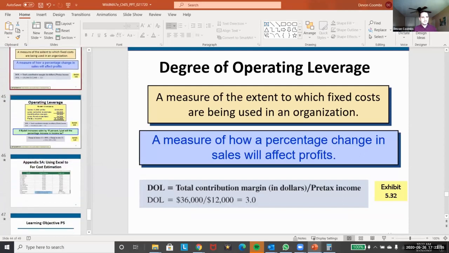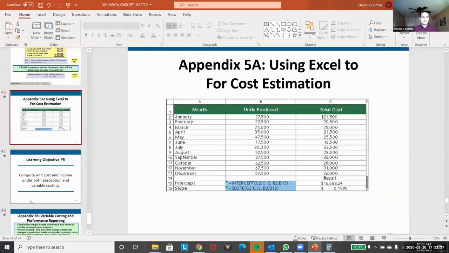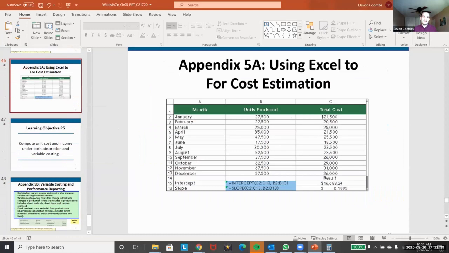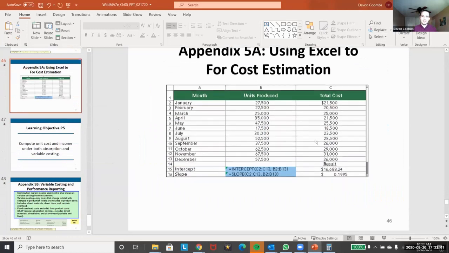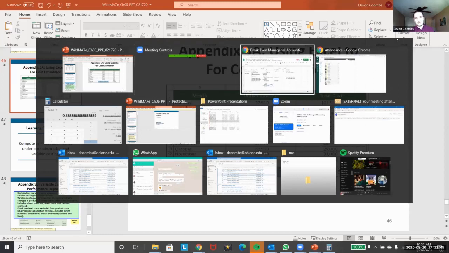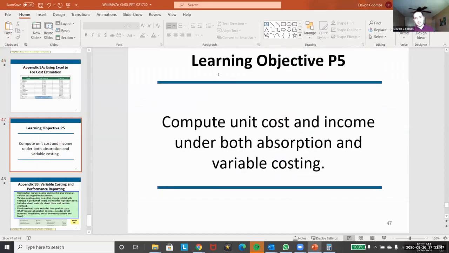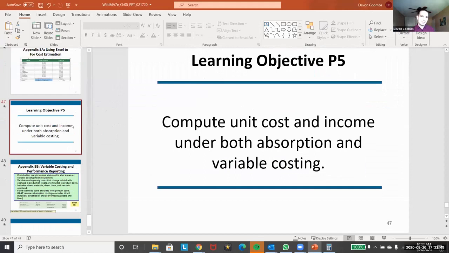And then lastly, we have some appendixes on using Excel for cost estimation. I kind of went over using Excel and Google Sheets. We're not going to expect any Excel calculations other than that, so we're going to skip over that.